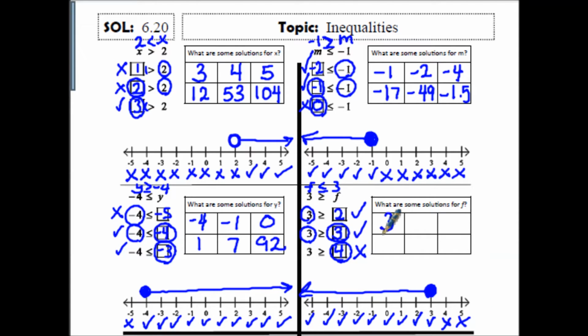So we see that 3 is a solution. We see that 2 is a solution. 0 is a solution. Negative 4, negative 92. Everything to the left is going to be a solution, even a negative 23. Doesn't matter what it is as long as it's to the left of a positive 3 on the number line.